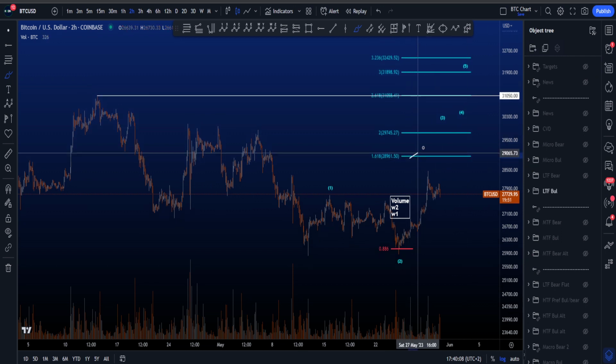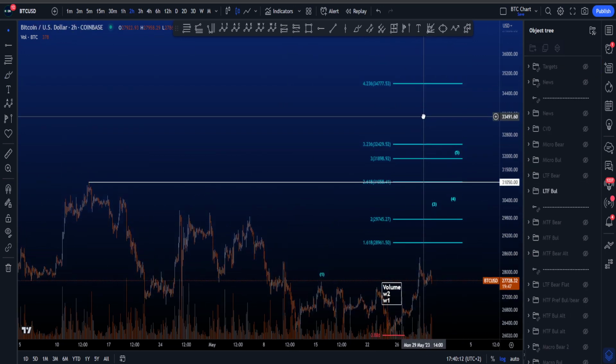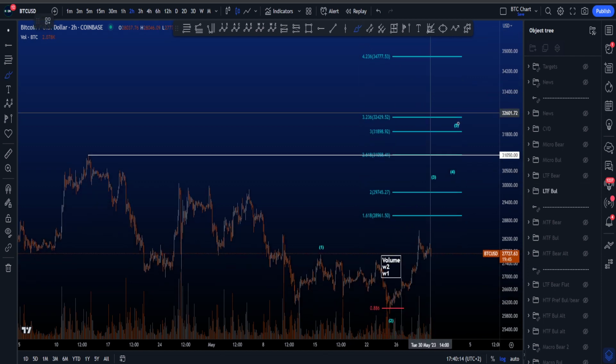However, a wave 3 can be very much extended, and all the blue lines that you see on the chart over here can be wave 3 targets. So you at least expect the high of this wave 5 to be above the 31k high.